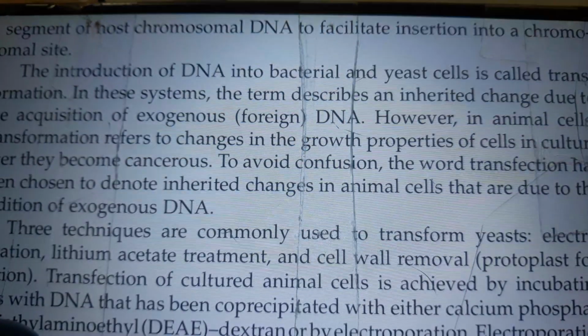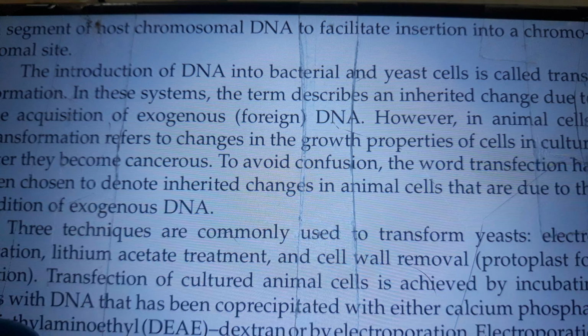The introduction of DNA into bacterial and yeast cells is called transformation. In these systems, the term describes an inherited change due to acquisition of exogenous foreign DNA. However, in animal cells, transformation refers to changes in the growth properties of cells in culture after they become cancerous. To avoid confusion, the word transfection has been chosen to denote inherited changes in animal cells that are due to the addition of exogenous DNA.